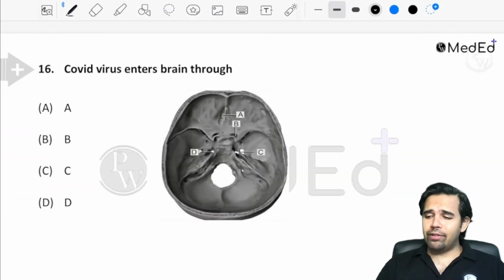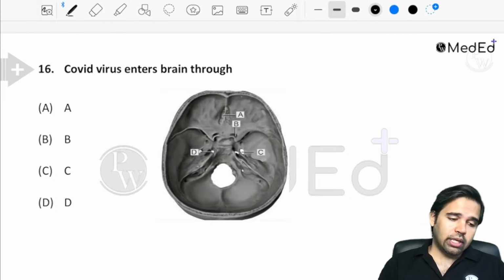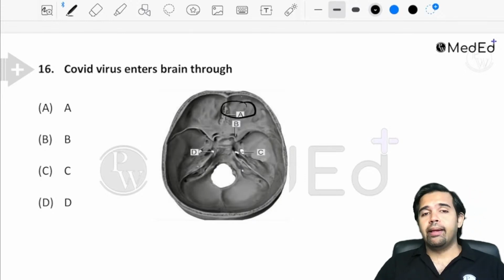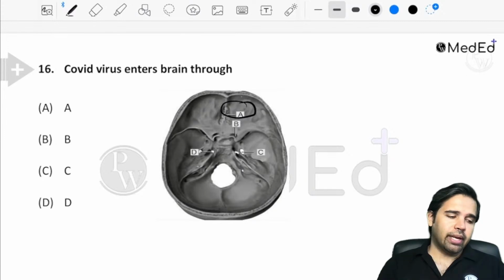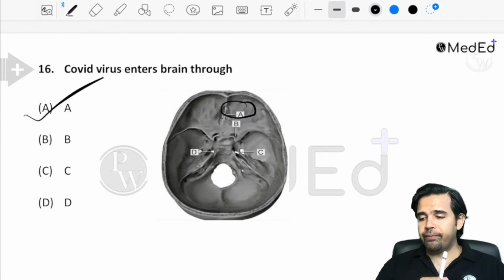COVID enters the brain through which route? All of us had some form of this dreaded pandemic. I think you all remember. We lost smell, and that's why the affinity of the COVID virus to the olfactory system through the cribriform plate is the fastest way it can enter into the brain, largely via olfactory bulbs and the sense of smell. COVID virus enters the brain largely through option A, which would be cribriform.